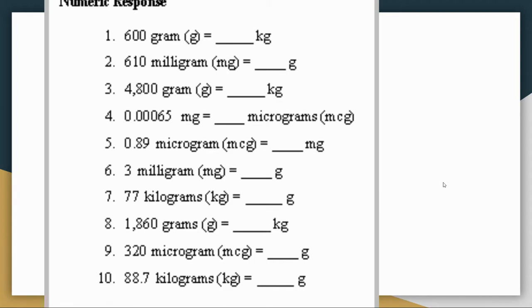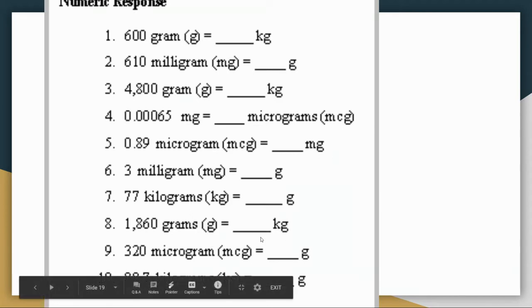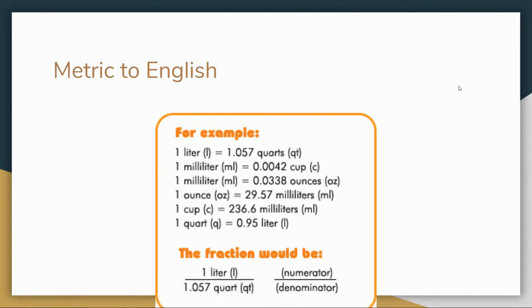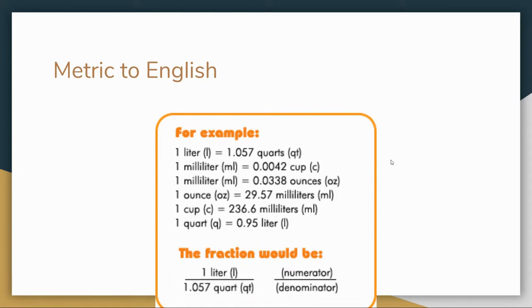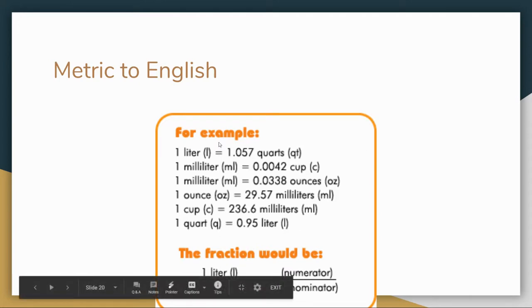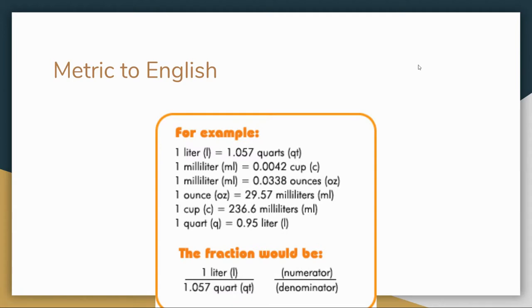All right, I'll do some of these on the video. I'll post right underneath this link. All right, so here's an example of a metric to English conversion chart. Okay, so it tells you, 1 liter is this many quarts and so on and so forth. And what I want you to notice is that these are not nice, pretty, even round numbers. Okay, this is why the English system is not used in science, because these are some very complex conversions.